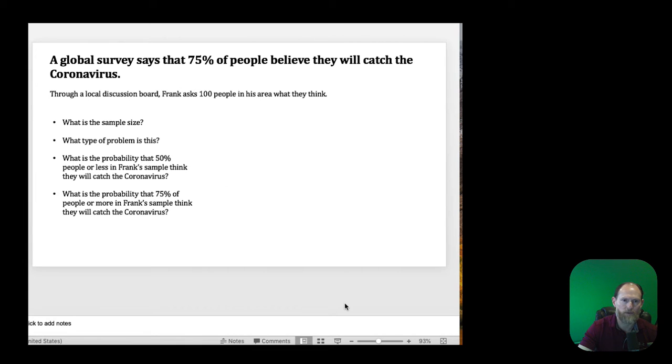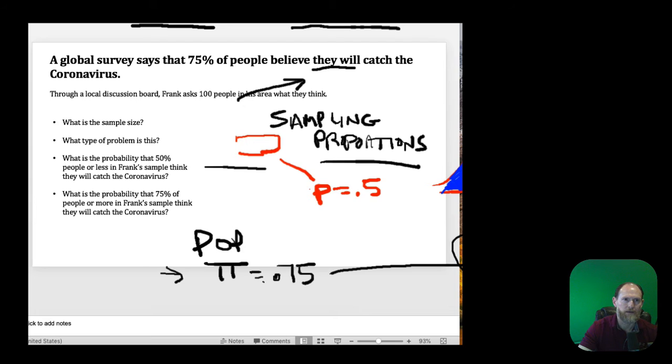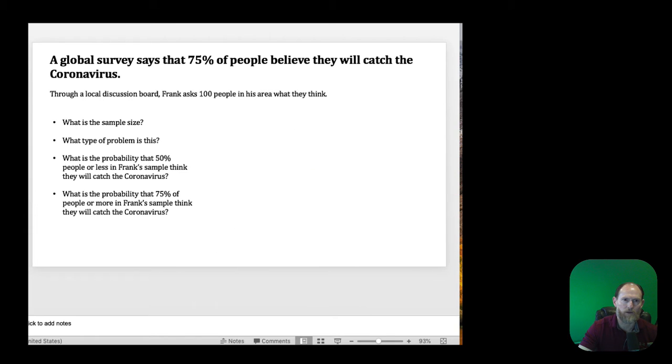We've got this problem right here, and let's just take a look at it. A global survey says that 75% of people believe they will catch the coronavirus. Through a local discussion board, Frank asks 100 people in his area what they think. So, first of all, the sample size, which is this first question down here, we know that's 100 people.